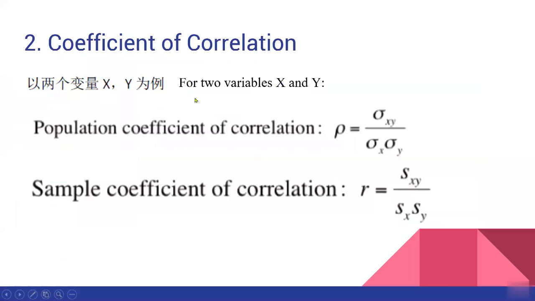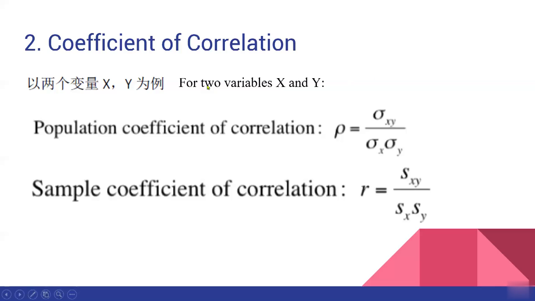Okay, welcome back. And now let's have a look at what is coefficient of correlation. Here we take an example of two variables, x and y. The coefficient of correlation is defined as a ratio between covariance and standard deviation of x and y.